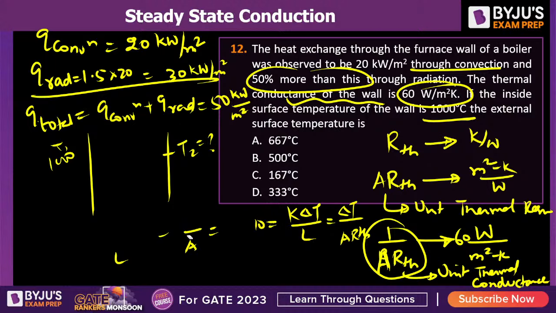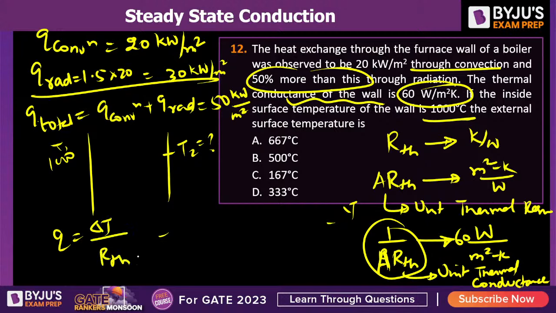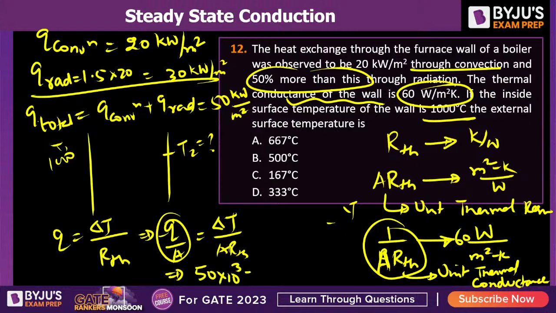If we use the other expression, what is that? We use Q is equal to delta T upon thermal resistance. We can say Q by area is equal to delta T upon A RTH. And 1 upon A into RTH is given as 60 watt per meter square Kelvin, and Q by A is 50 into 10 to the power 3, which is equal to 60 into (1000 minus T). That will give you the value of T.